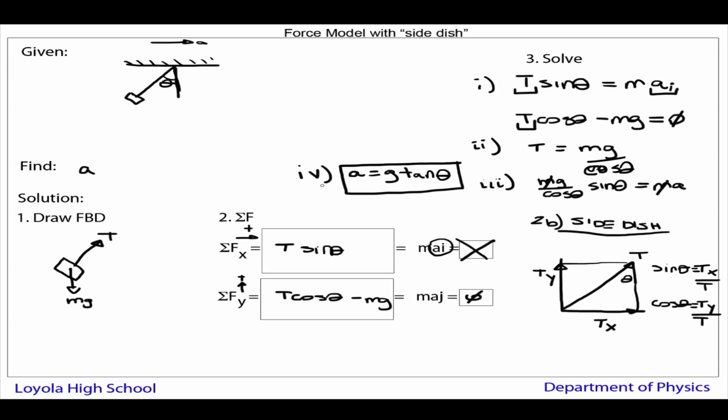And there's your answer. Again, I followed the same procedure. I drew an FBD and summed the forces. However, one of the forces acted at an angle, so I was careful to go to the side dish and break that force up into x and y components. You're going to need one of these for every force that's at an angle relative to our normal x and y axes. Plug those back into the force equations, and from there you can solve. So there's an example of the force model with a side dish.